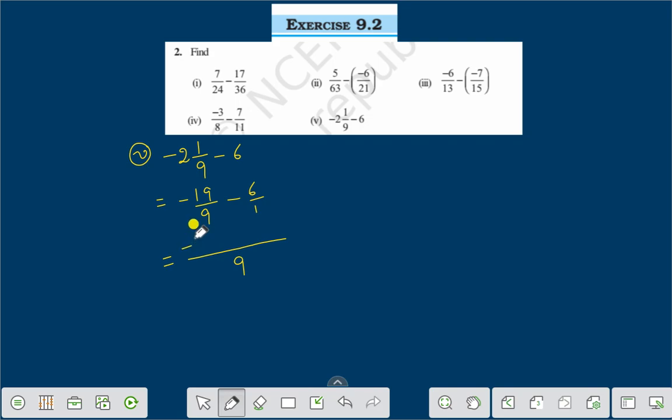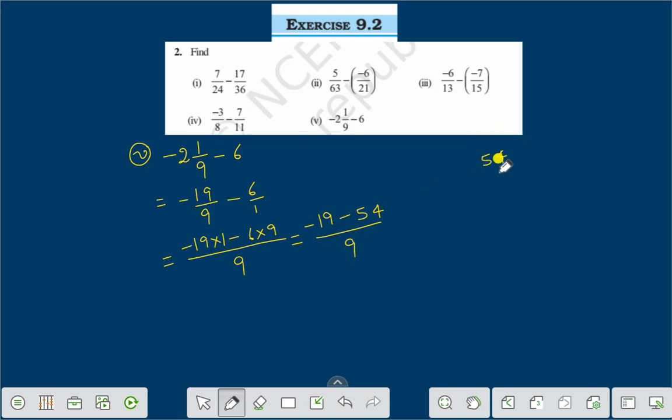If we divide 9 by 9, it is 1. That is minus 19 into 1. Minus, if we divide by 1, it is 9. That is 6 into 9. Therefore, we are getting minus 19 minus 6 times 9 is 54, by 9.